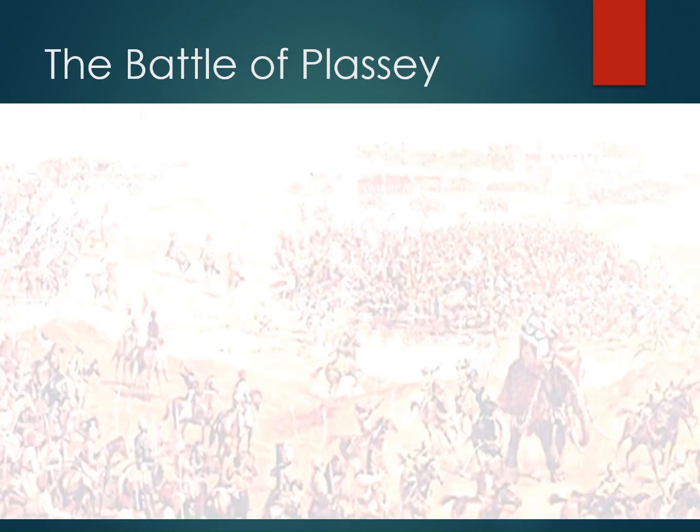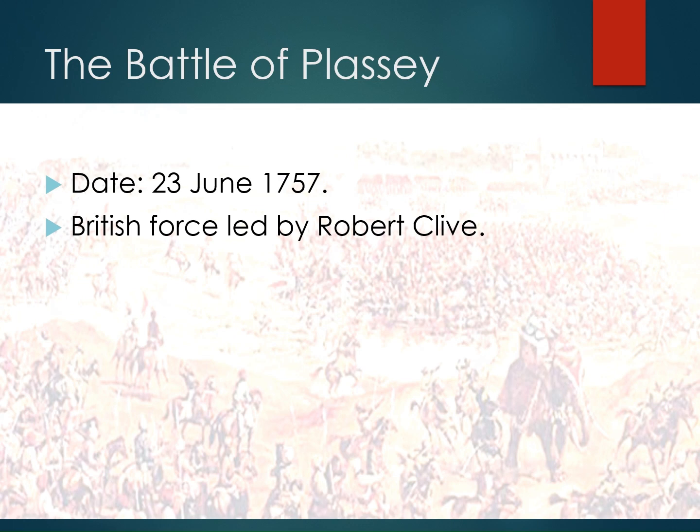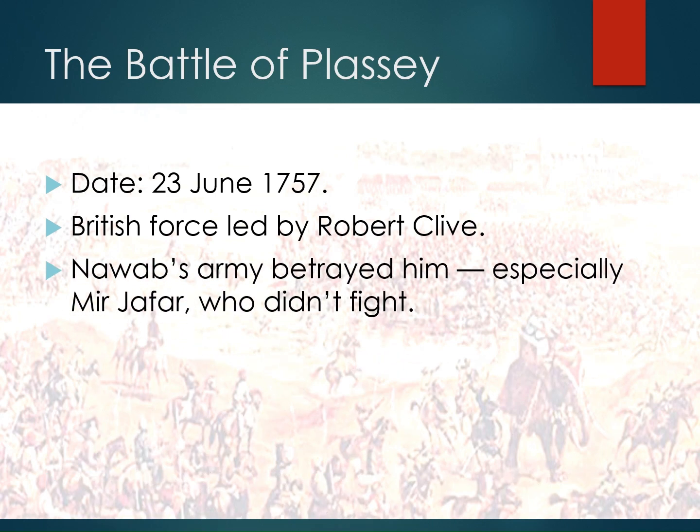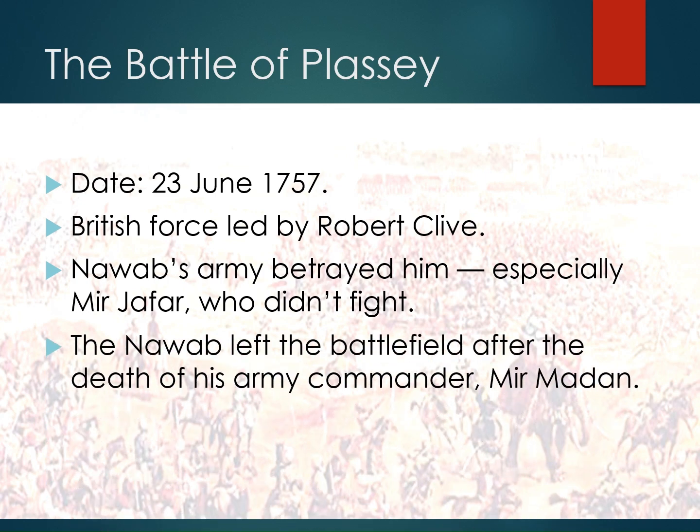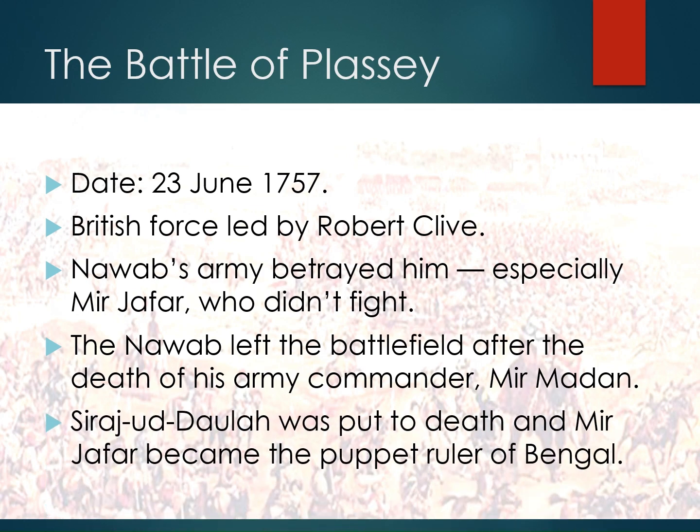The Battle of Plassey. Date: 23 June 1757. The British force was led by Robert Clive. The Nawab's army betrayed him, especially Mir Zafar, who did not fight. The Nawab left the battlefield after the death of his army commander Mir Madan. Siraj-ud-Dowla was put to death and Mir Zafar became the puppet ruler of Bengal.